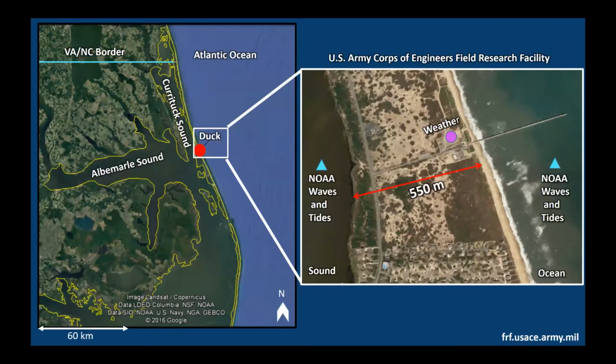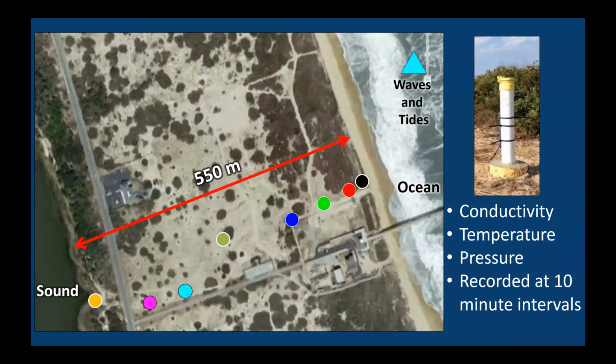To develop the analytical model, we're leveraging continuous oceanographic measurements maintained by the U.S. Army Corps of Engineers Field Research Facility in Duck, North Carolina. They have a wave and tide gauge both in the ocean and in the sound, and a weather station that collects precipitation data. In addition to these measurements, in September 2014, we installed a transect of groundwater wells that extends all the way across the barrier island.